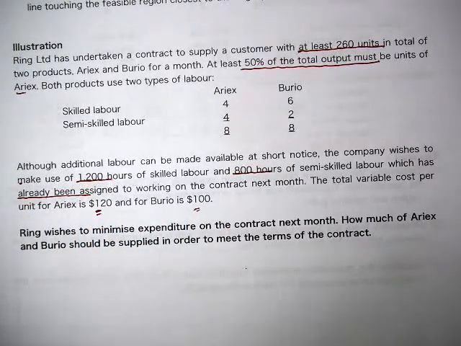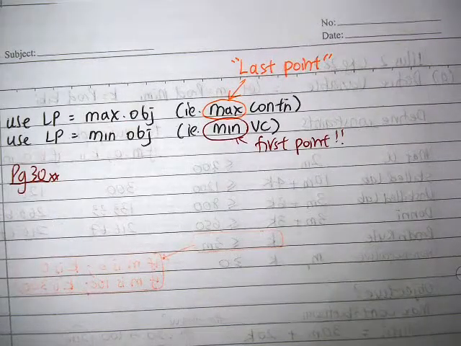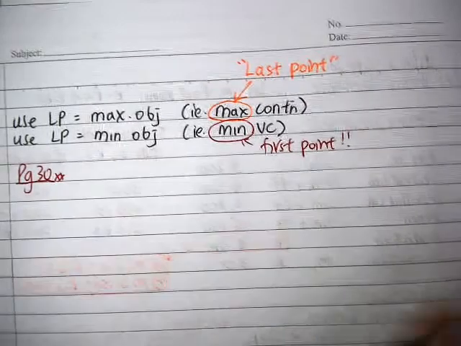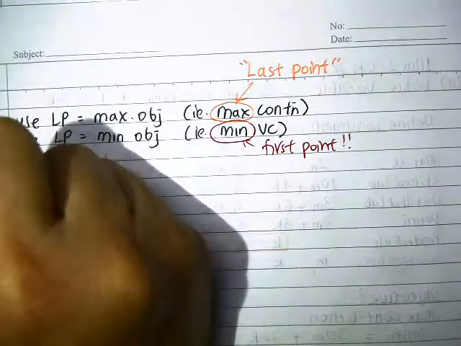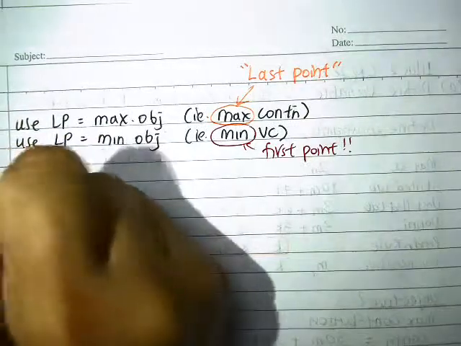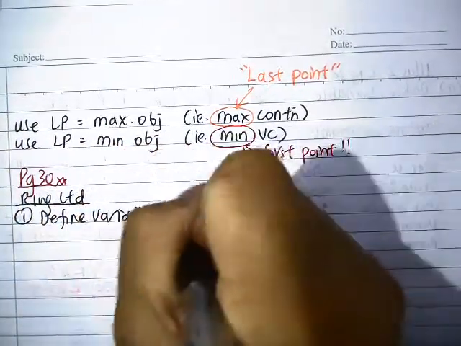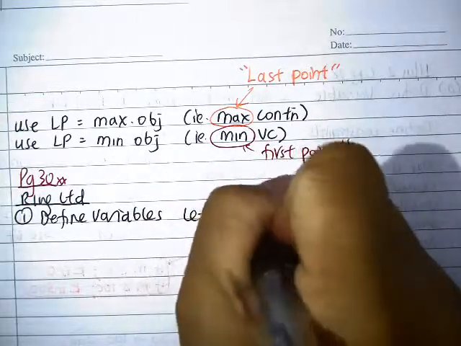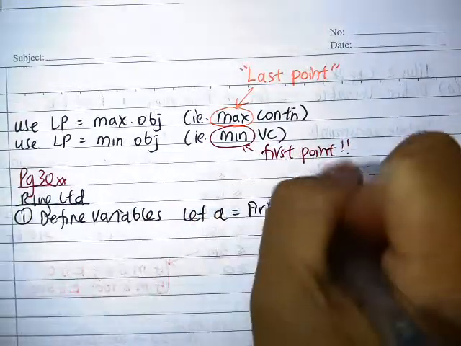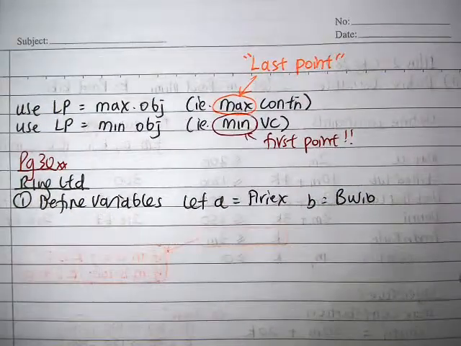Anyway, before we can start drawing the graph, you still need the same thing. You do need the constraints. So what you do, we still have to define variables. So let A be AREX, and B be Burio.